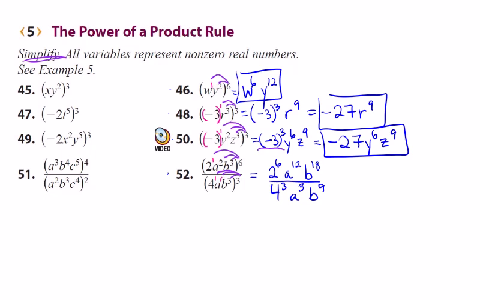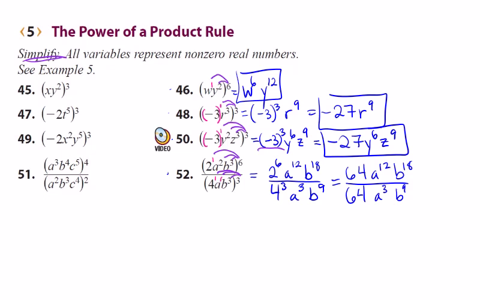All right, so almost done. Well, we're on our way at least, but we have some simplifying to do, right? We have 2 to the 6th, 4 to the 3rd, so I'll simplify those. So 2 to the 6th is 64. Can't simplify a to the 12th, can't simplify b to the 18th, at least not at the moment. 4 cubed is 64 as well. Okay, then can't simplify a cubed or b to the 9th yet.